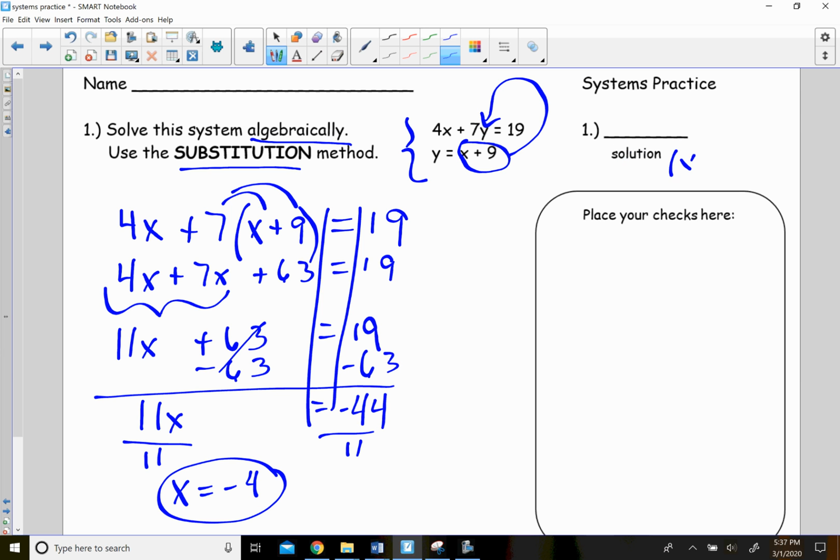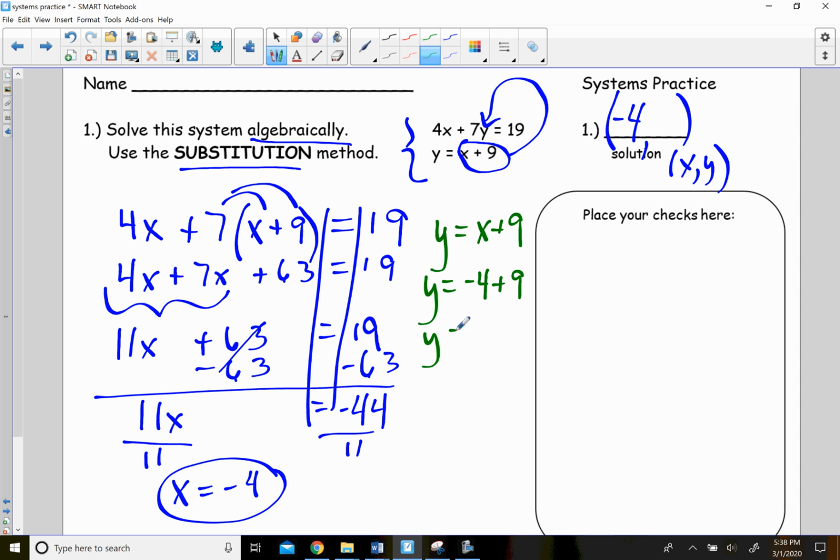So far I know my solution. So the solution is always an x comma the y. The x is negative 4. Now I want to go back and find the y value. So I'm just going to switch my colors. So now I can pick either equation. Definitely think the bottom one's easier. So if I use y equals x plus 9, x is no longer this unknown number. We know it's worth negative 4. So y is equal to x, which we know is now negative 4 plus 9. So if I add those two together, y must be 5. So if I were to graph this system of equations, they would intersect at negative 4 comma 5.